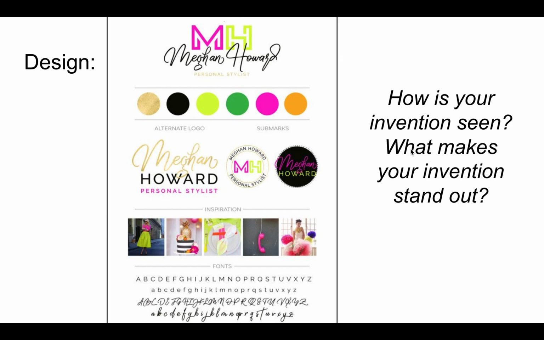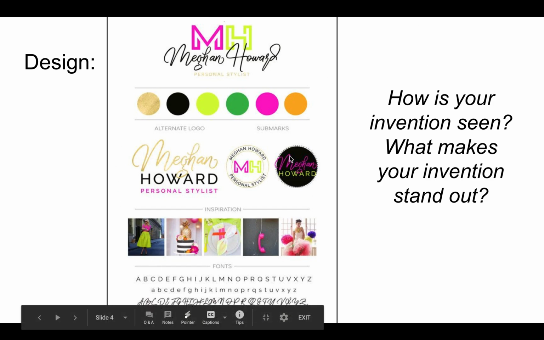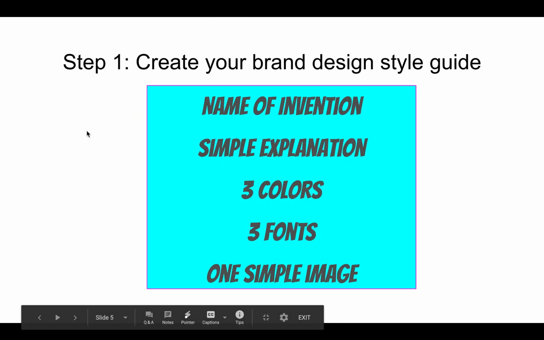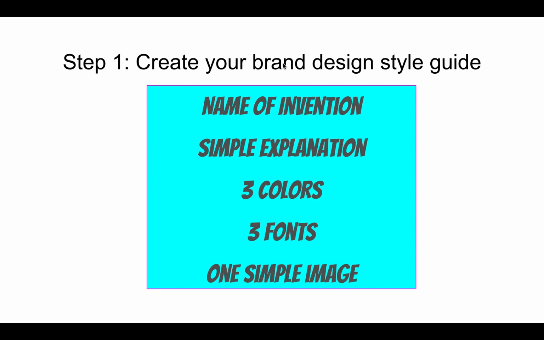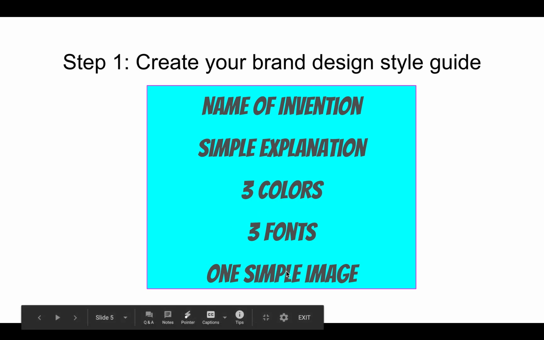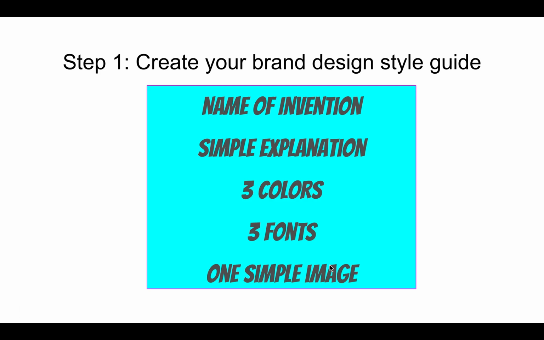So design. How is your invention seen? What makes your invention stand out? This is one professional example of a design board. And that's what we're going to do. So we're going to create a brand design styling guide. And in that are just 5 things: the name of your invention, a simple explanation of what your invention is, 3 colors that you're going to be using over and over, and 3 fonts that you're going to use over and over, and then 1 simple image. That's going to help you when you're creating visuals for your company.